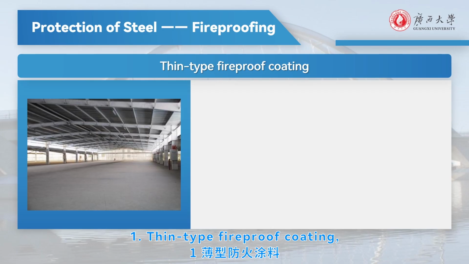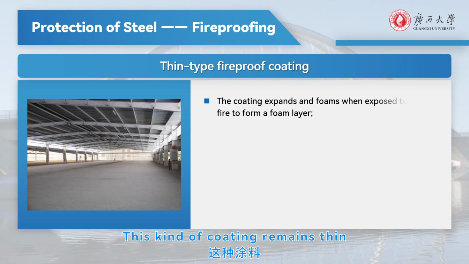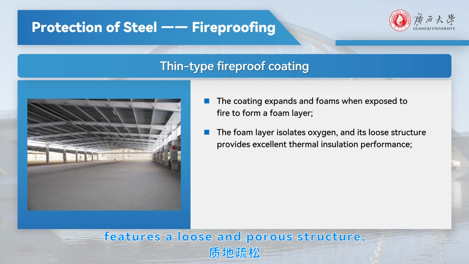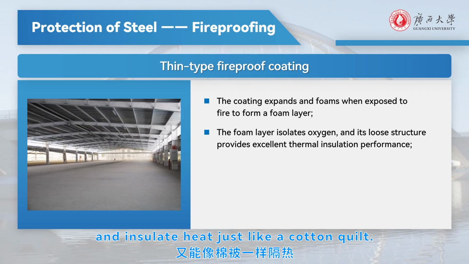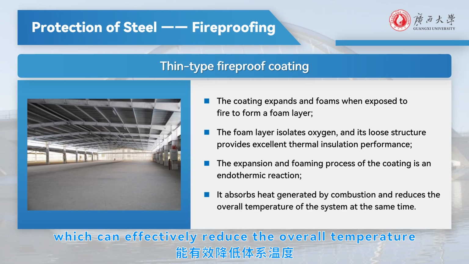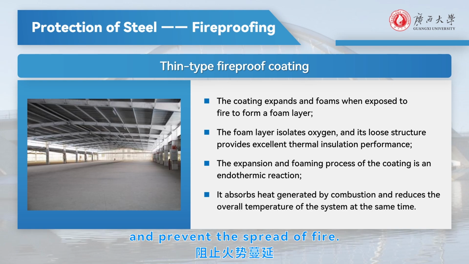1. Thin type fireproof coating, that is, active intumescent type. This kind of coating remains thin under normal conditions. Once exposed to fire, it will expand and form foam. The principle is that the formed foam layer features a loose and porous structure, which can isolate oxygen and insulate heat just like a cotton quilt. In addition, the foaming process absorbs heat, which can effectively reduce the overall temperature and prevent the spread of fire.